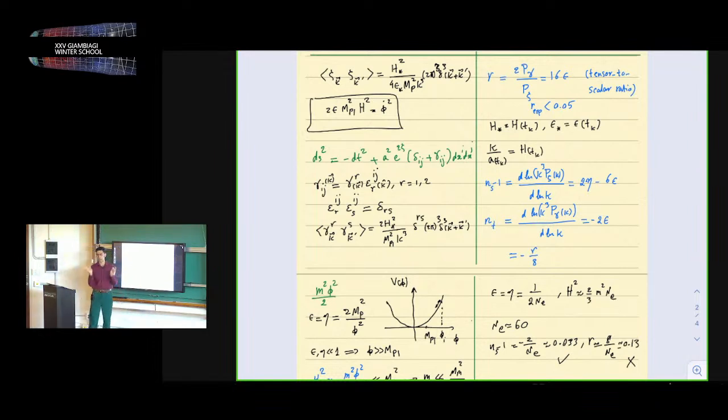So eta positive corresponds to a convex potential. That will be like m squared phi squared or phi to the 4th. Those are ruled out. We need concave potentials to match the prediction.